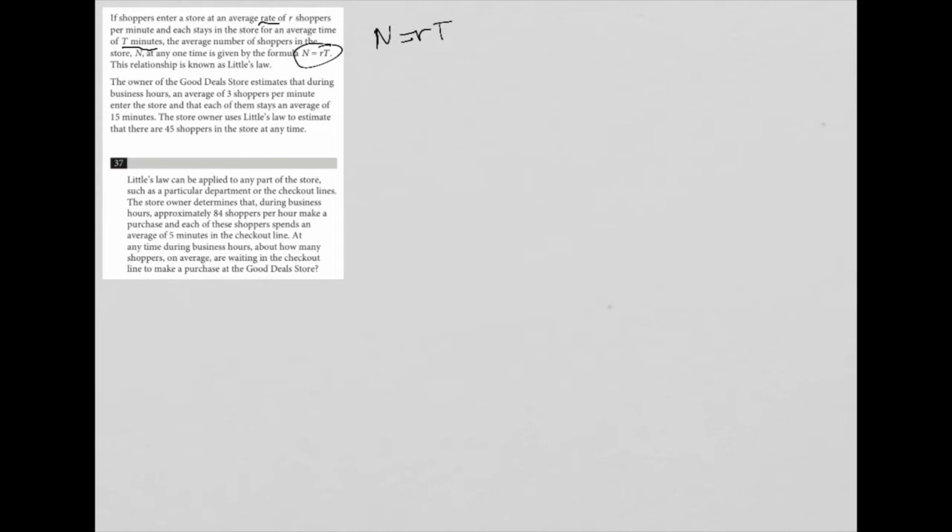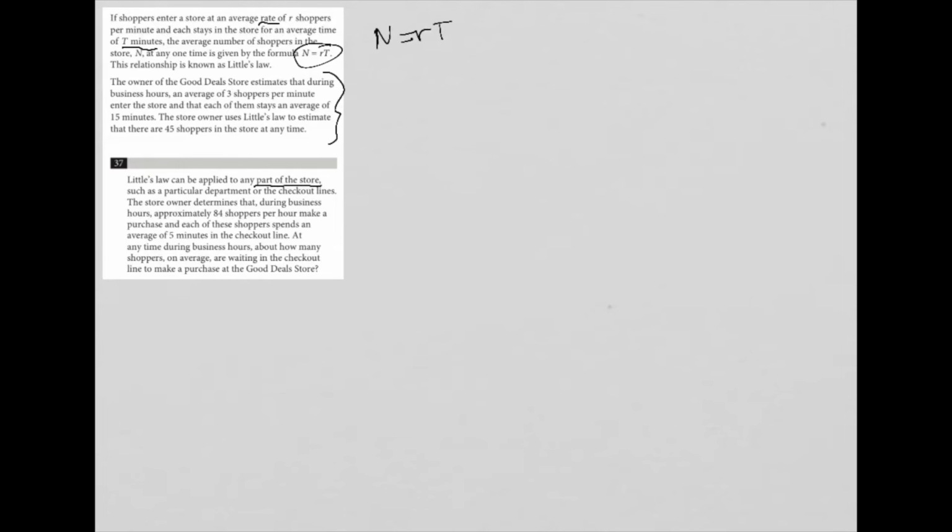So that makes sense as well, right? We're just multiplying the 3 shoppers per minute by the 15 minutes and we get 45. So question 37 says Little's law can be applied to any part of the store. Okay, so now we're not dealing with the entire store. We're dealing with just part of the store, such as a particular department or the checkout lines.